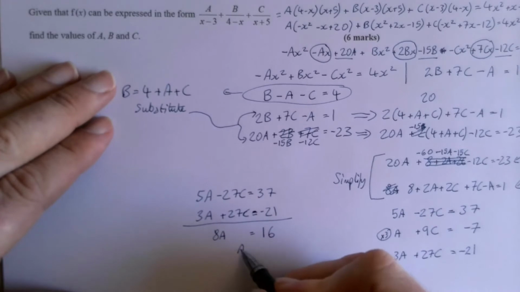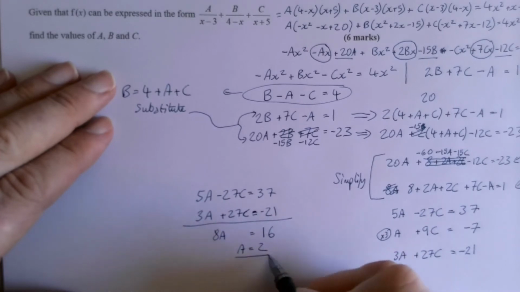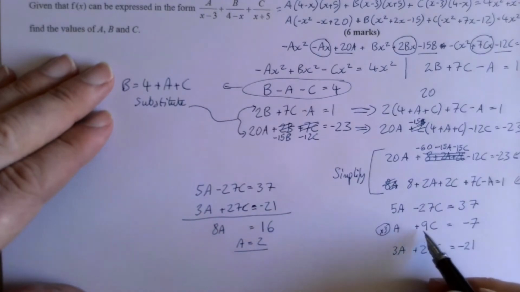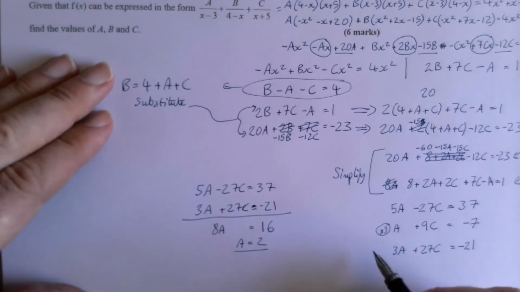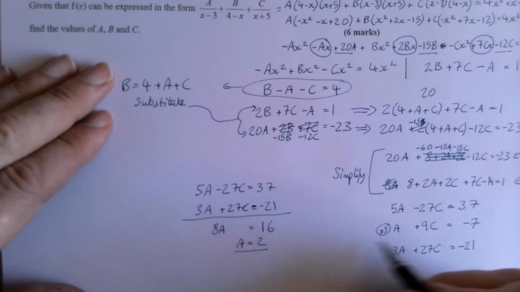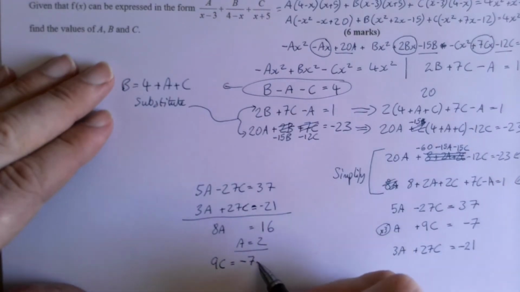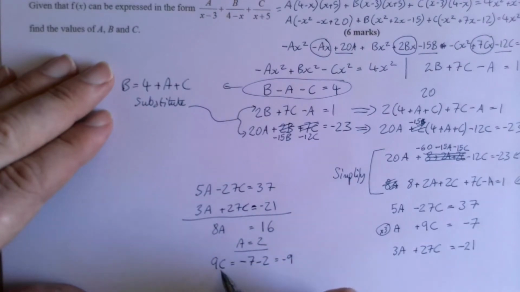Therefore a equals 2. You can then substitute a equals 2 into here, and you will have 9c equals negative 7 take the a, take 2, equals 9 minus 9. So therefore c equals negative 1.